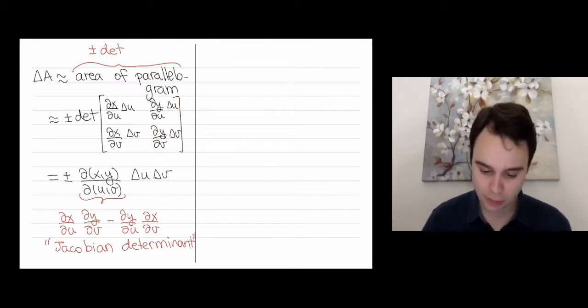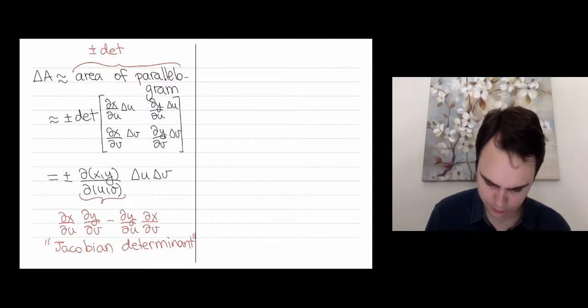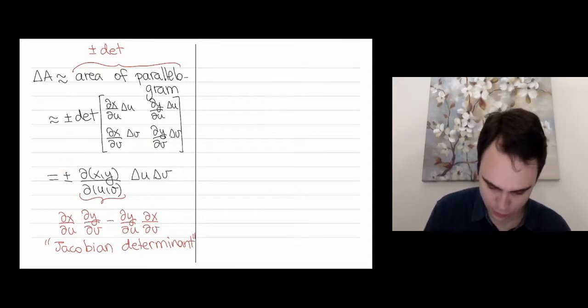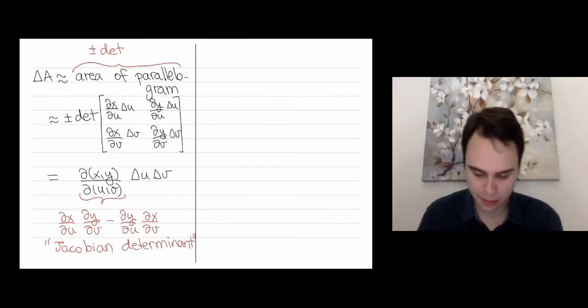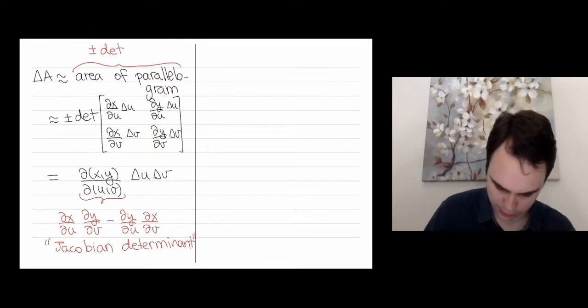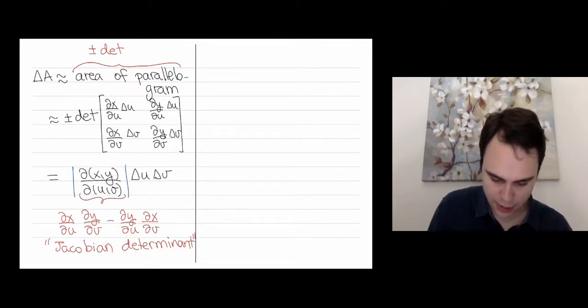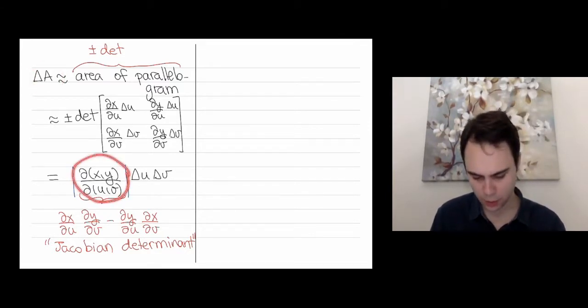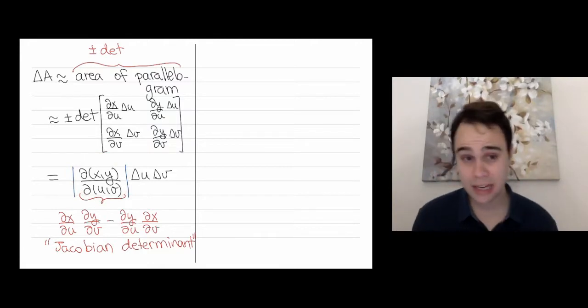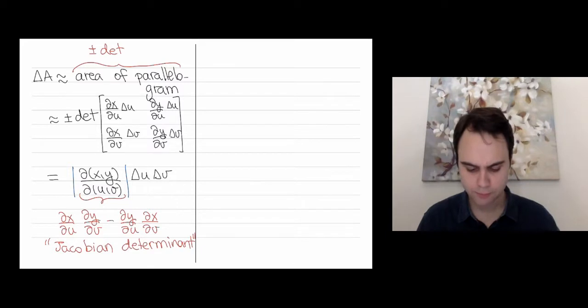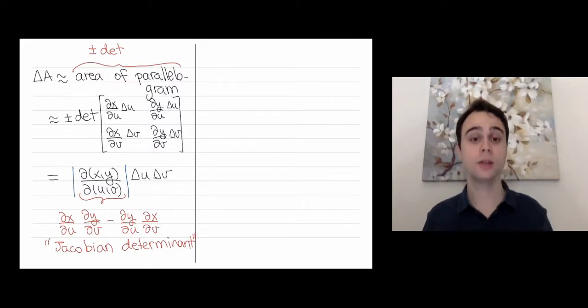Let me change one thing in this formula. I'd like to replace this plus or minus by an absolute value. The absolute value is because the area is always positive. This determinant might be negative, but if you put an absolute value, it's always going to give you the right sign, the sign you want.